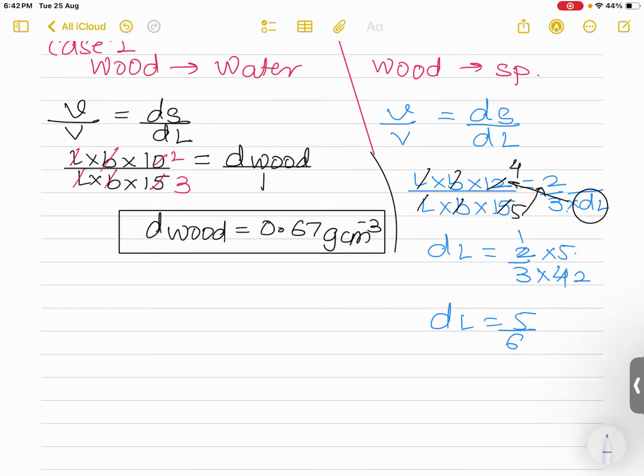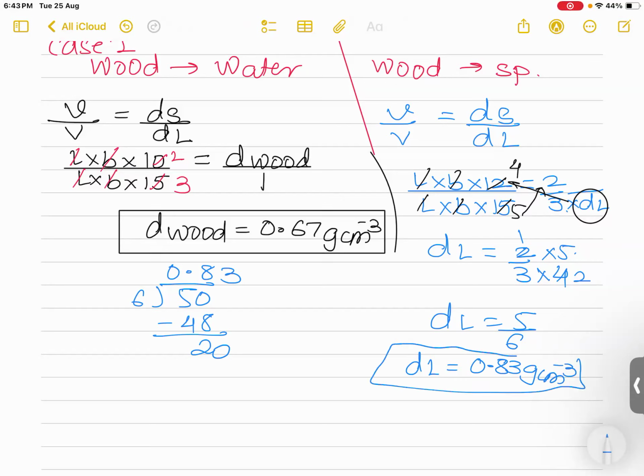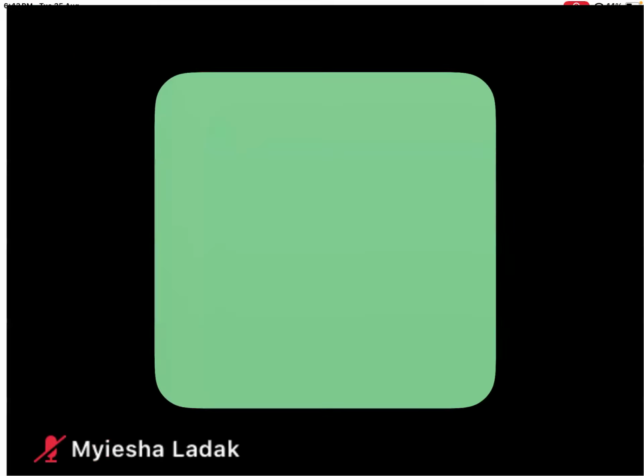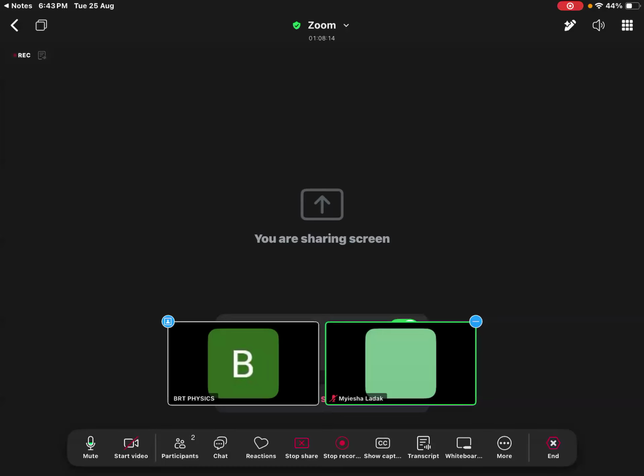0.1 something. 6 and this is 5. 1/6 would be that. 8 sixes are 48, which will give you 20. 3 sixes are 18. Yes, I'm getting 0.83 g cm^-3. This is my answer. This is the density of spirit and that was the density of wood. Clear? Yeah. Let's try to solve the next question.